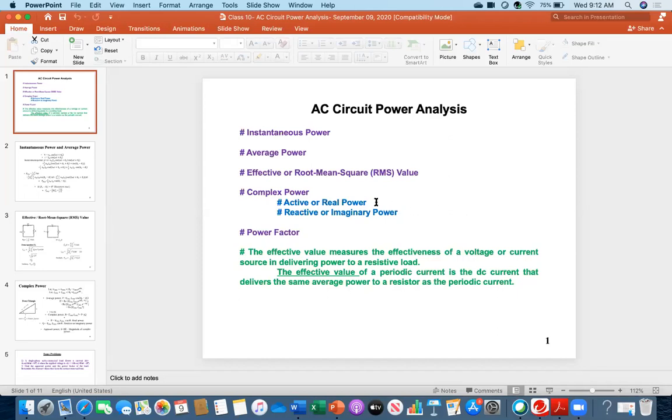For example, as you see, I have written down the title: instantaneous power. Another is called the average power. Then see the fourth bullet, complex power, which again has two components: one is active or real power, and the other is reactive or imaginary power. And then I have introduced a new term, the power factor.